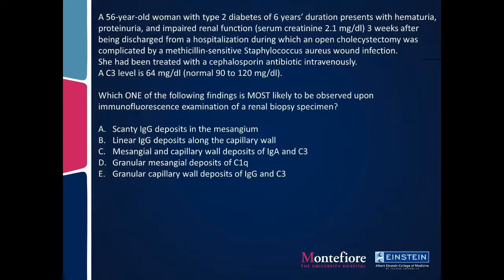The options are either scanty IgG deposits in the mesangium. Is she going to have linear IgG deposits along the capillary wall? Is she going to have mesangial and capillary wall deposits of IgA and C3? Is she going to have granular mesangial deposits of C1q, or is she going to have granular capillary wall deposits of IgG and C3? So just keep that in mind. It's mainly asking for immunofluorescence findings on biopsy.